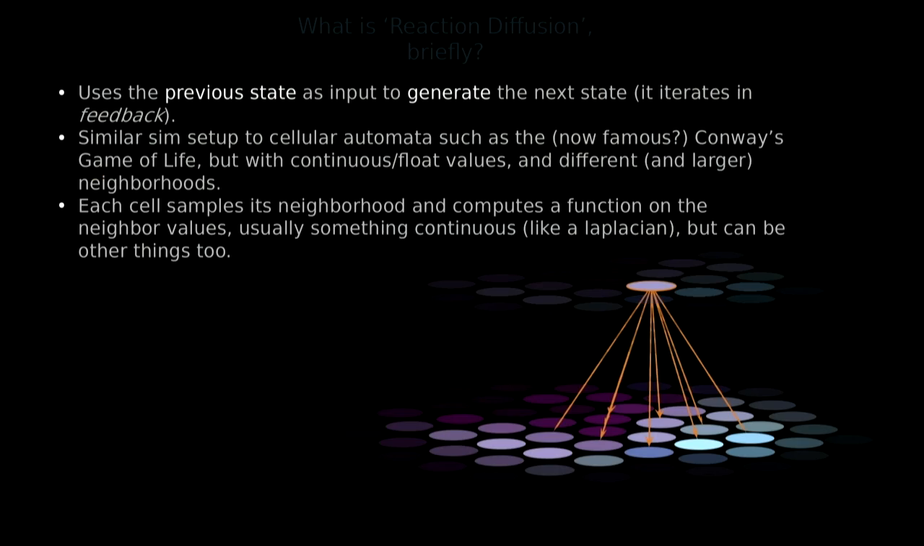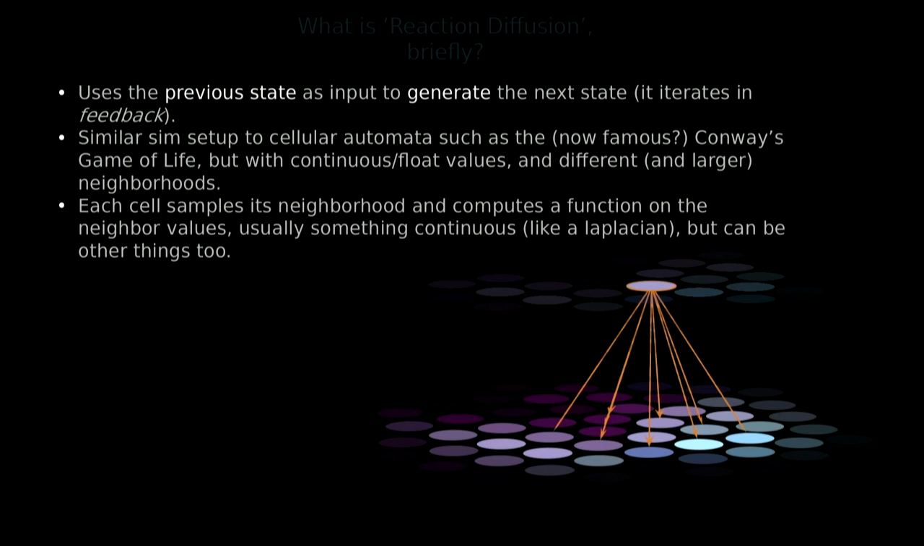So like most types of simulation, reaction diffusion feeds the previous state back in to create the next state, sort of what you'd probably expect. So it's in a realm sort of similar to, from a more academic point of view, John Conway's Game of Life, which is an example of something called 2D totalistic cellular automata. It's basically a little rule that lets you transform a cell and its neighbor values into the next state of the cell. Pretty straightforward for Conway's Game of Life because you've only got black and white.